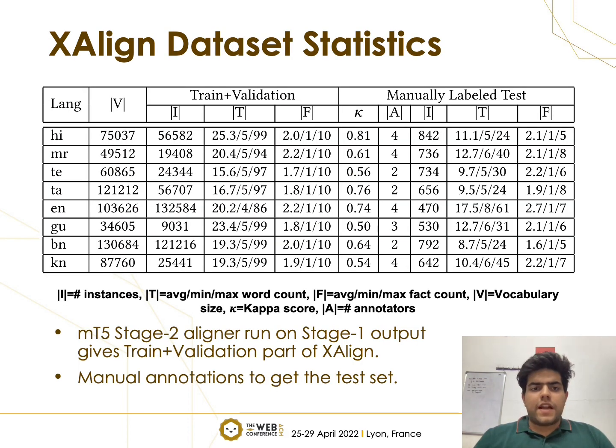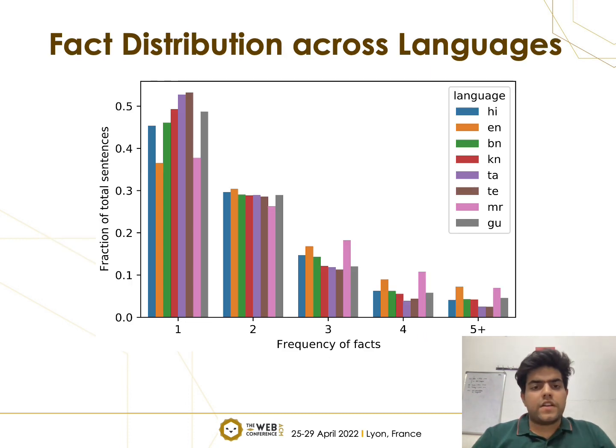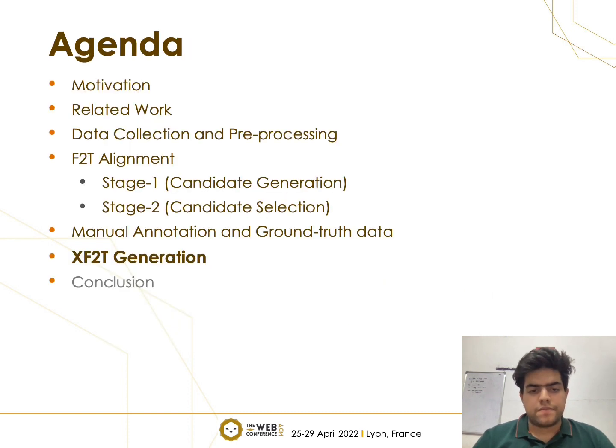This table provides the statistics for our XAlign dataset. The MT5 stage 2 transfer learning aligner was run on the output from stage 1, and it gives the train and validation part of our XAlign dataset. For the test set, manual annotations were performed on approximately 5400 samples from different languages. This graph shows the fact distribution across different languages. As you can see, for most languages, more than 30% of their dataset contains just one fact per sentence, whereas close to 20 or 25% of their dataset contains two facts, and so on.